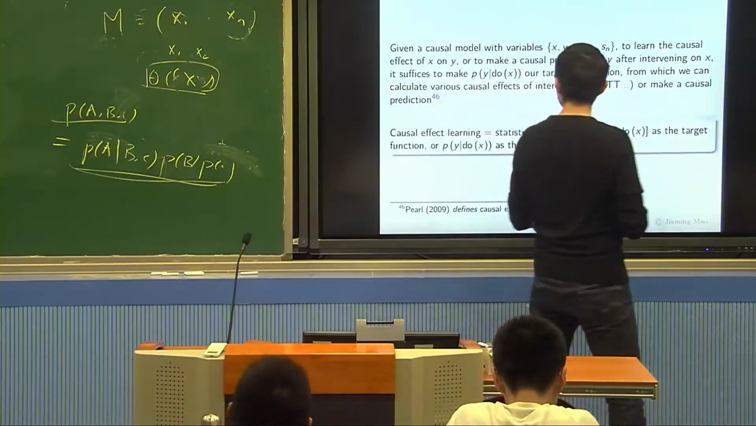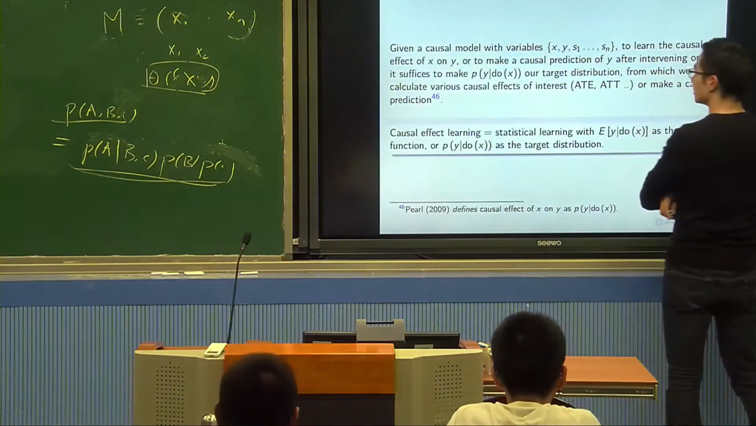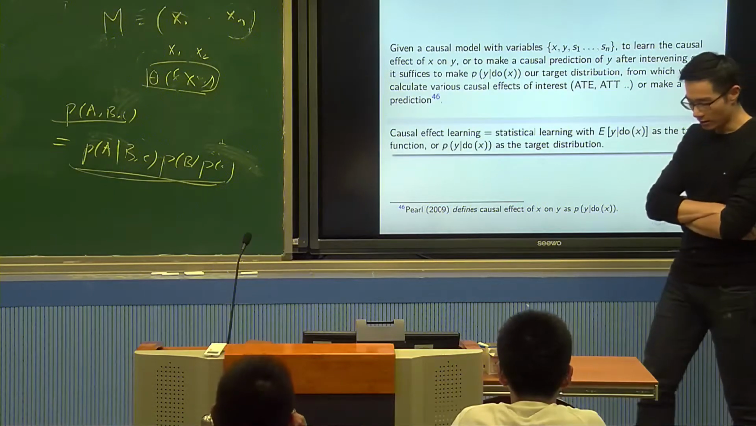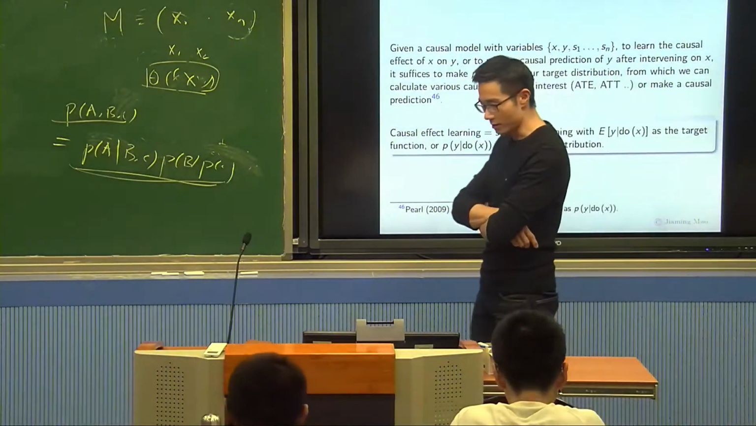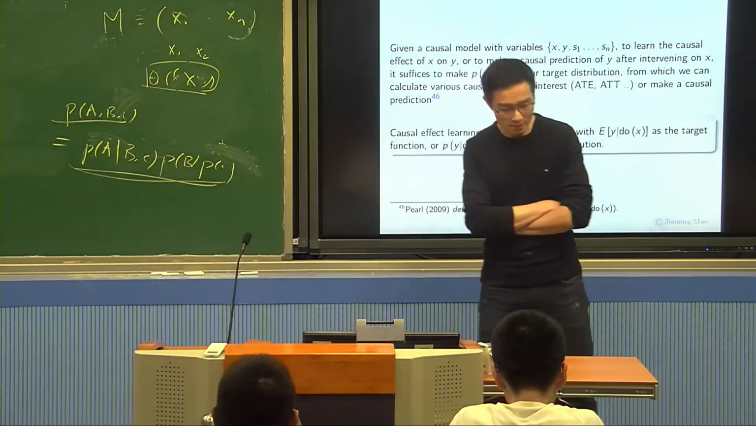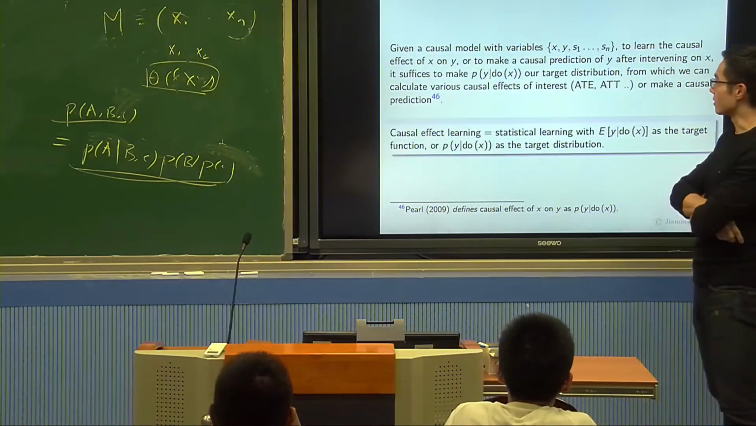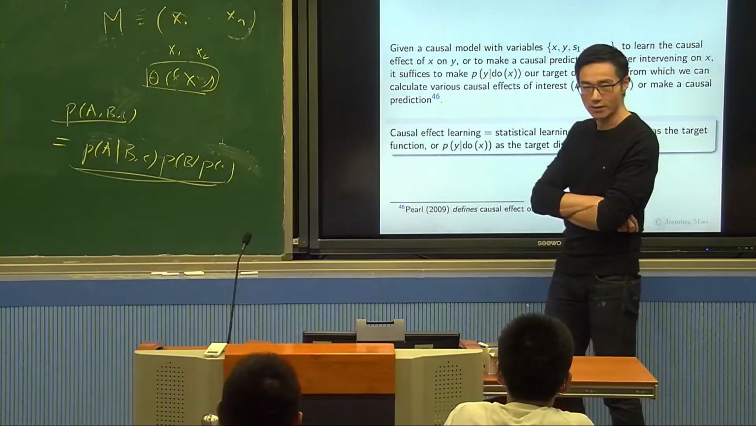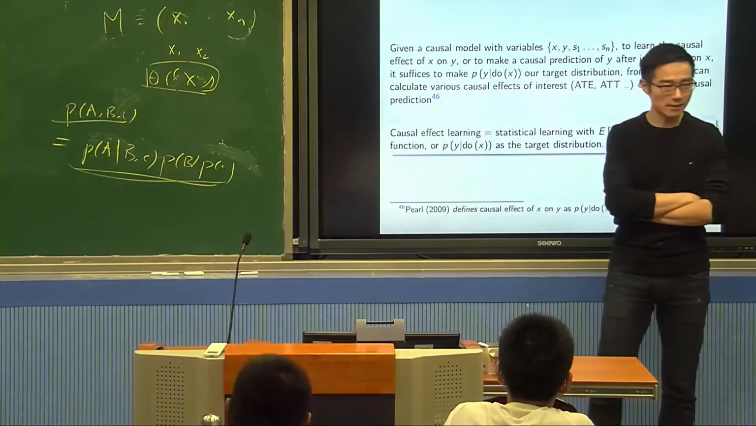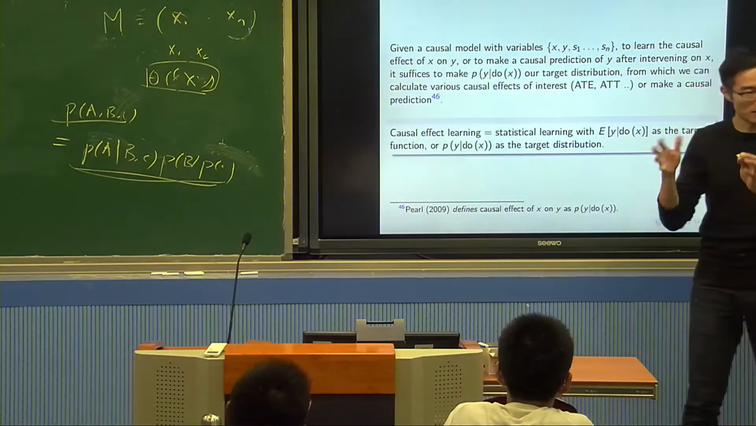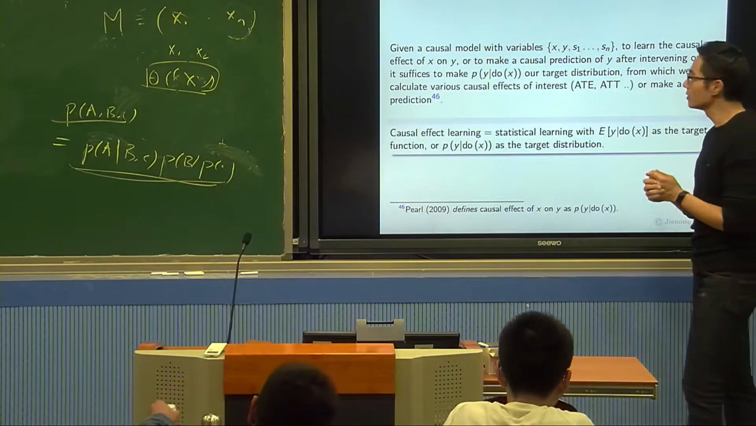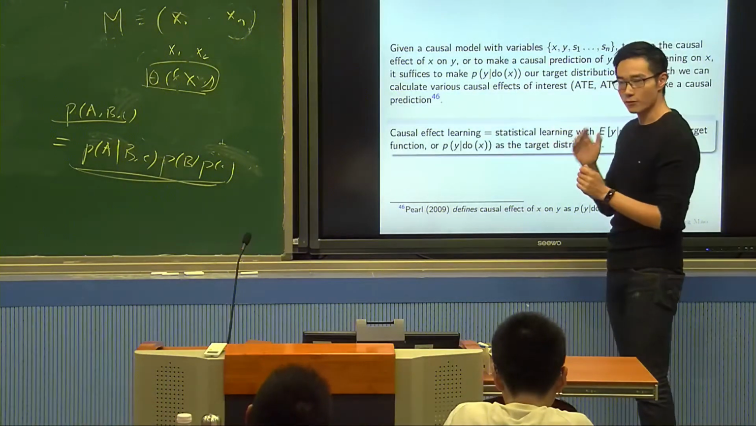All right. So now let me say this. Remember I said causal inference can be divided into two kinds of tasks. The first kind of task is what I call causal effect learning. The second is called causal mechanism learning. Causal effect learning is relatively easy. Mechanism is harder. So let's first talk about causal effect learning.